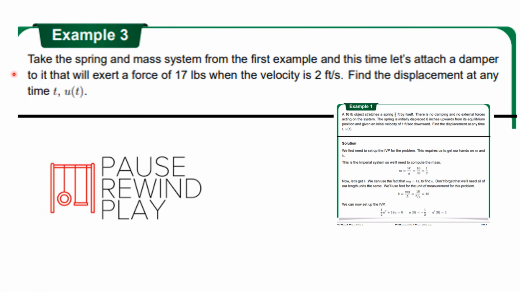Let's look at another example. Again, we're going to take the spring and mass from the first example, but this time we're changing the damper, and we're going to have it so that it exerts a force of 17 pounds when the velocity is 2 feet per second. And you want to find the displacement at any time. Again, I repeated the first example here so you can look at it. Pause the video and give this a go.